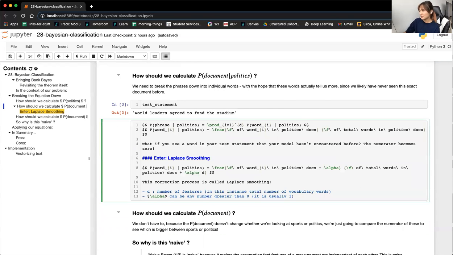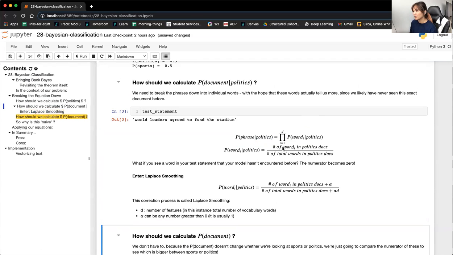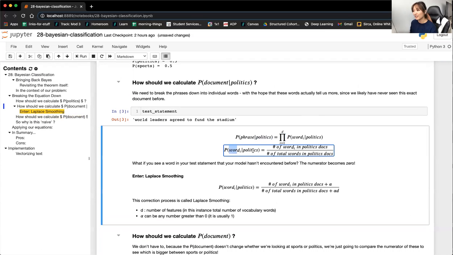The probability of each word given that it is politics is just the number of times that word occurs in your politics documents over the total number of words in your politics documents. Let me say that again. The number of times each word occurs in politics documents over the number of total words in politics documents. I stumbled over my words a little bit, but did that make sense?